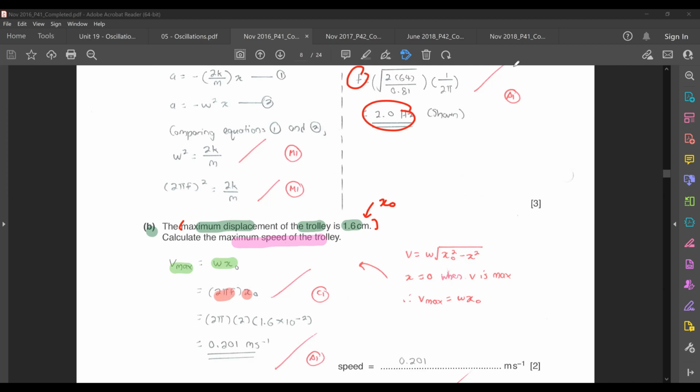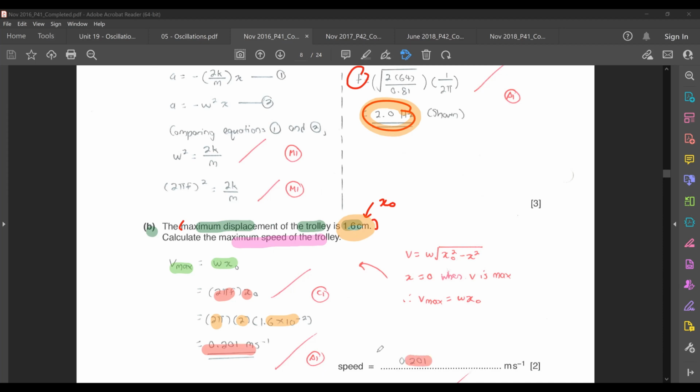You have the full complete values in your question already. So it's 2 pi times 2. The 2 is from here. That is the frequency. And then multiply with your amplitude of 1.6 centimeter, change to meter. You will get v max at 0.201 meter per second.